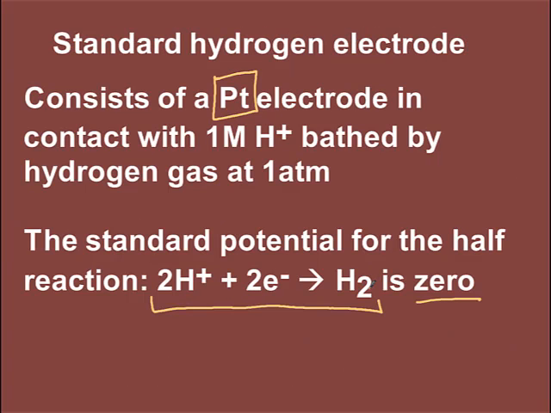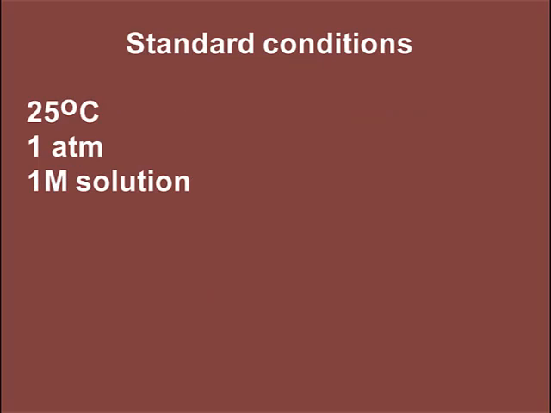So when there's no metal involved, we use platinum, since platinum won't react with any of the substances. Standard conditions for all of our electrochem equations will be 25 degrees Celsius and 1 atm. We saw those also in our thermodynamics section. And 1 molarity. That's why when we were choosing our solutions, we had to choose a 1 molarity solution.